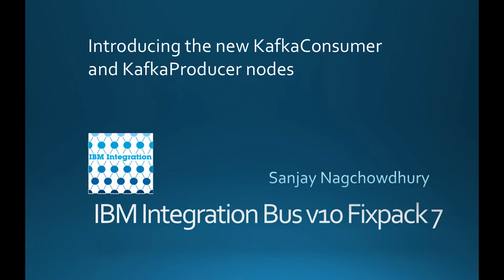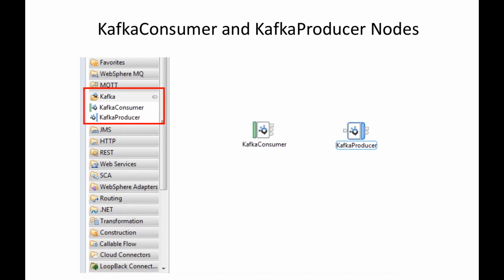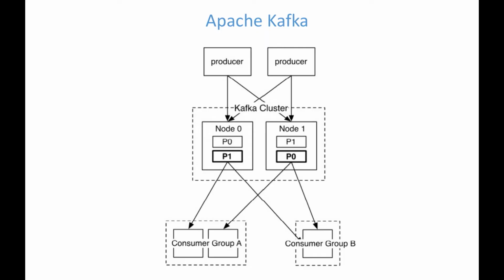I'm Sanjay Nagchaudhary from the IBM Integration Bus development team. In this video, I will introduce you to the new Kafka Consumer and Kafka Producer nodes that have been provided in IBM Integration Bus version 10 Fixpak 7 and take you through a scenario which shows how they can be used. Apache Kafka is a distributed streaming platform which allows applications to publish and subscribe to streams of records.